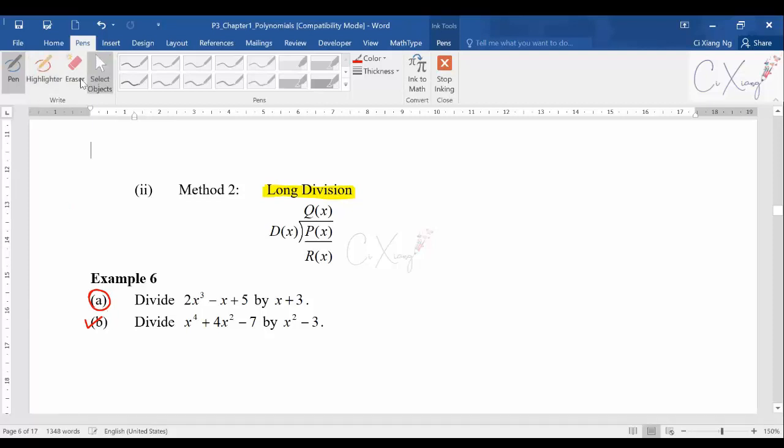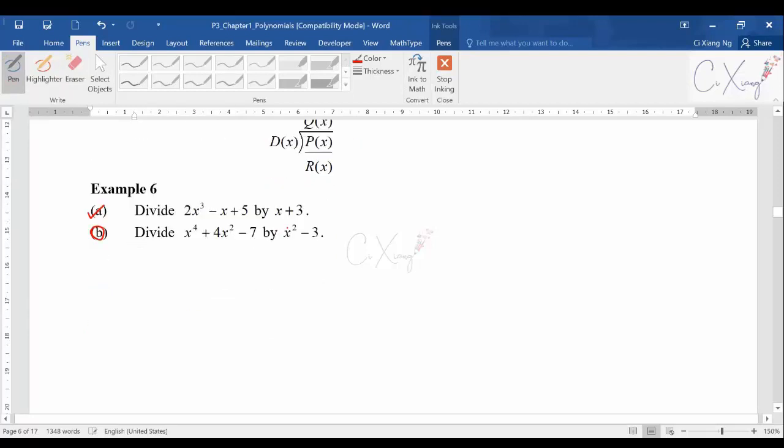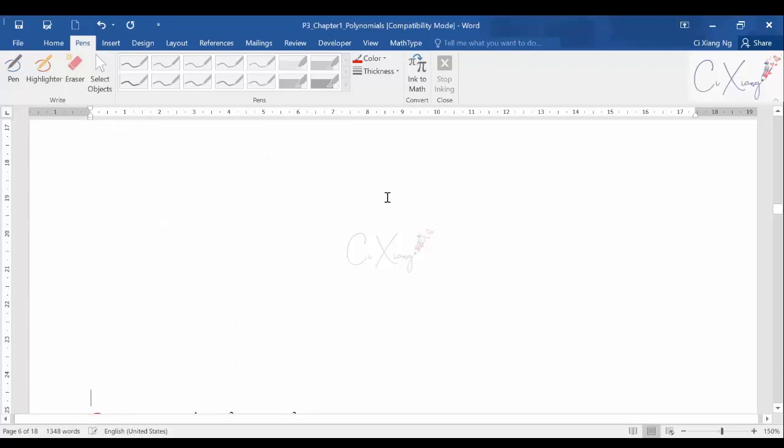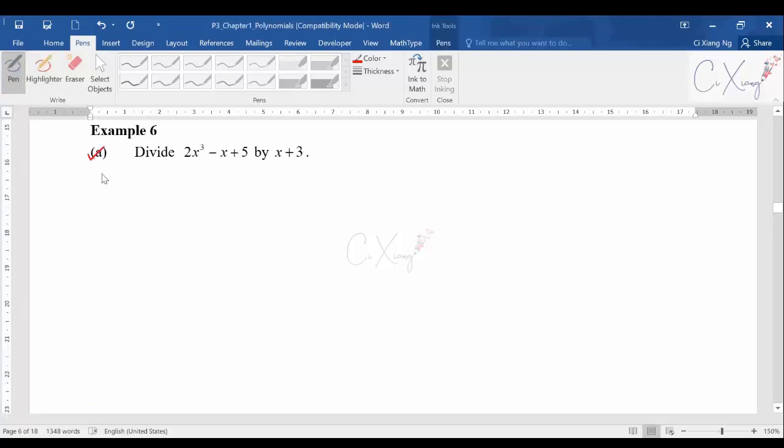Actually, part B is longer. Can I change my mind? Okay, I show you part A and then you do part B yourself for both methods. So let's have a look at example 6. I'll show you both methods, method number 1 first, the comparison method. So this is my question. How can we start method number 1?